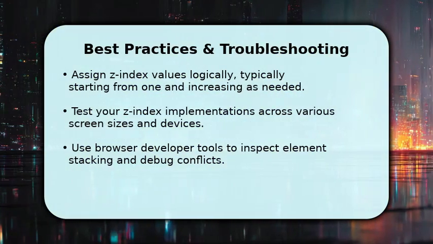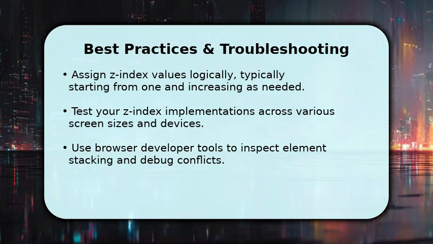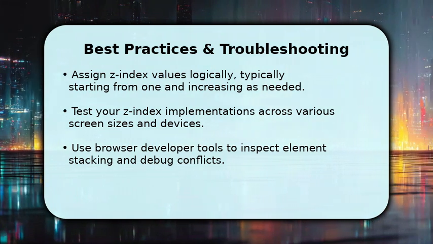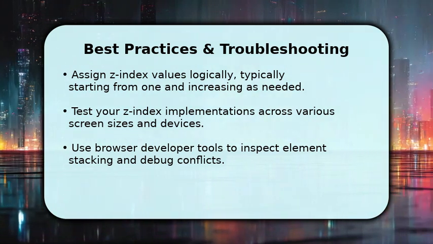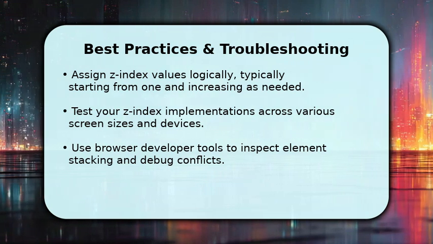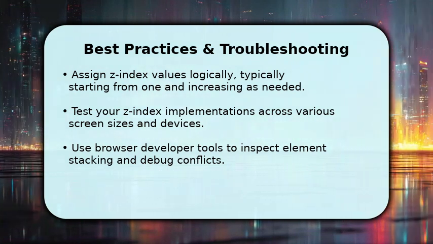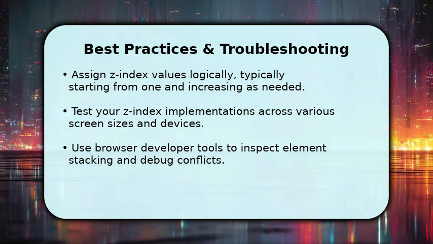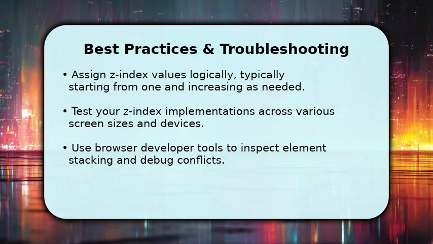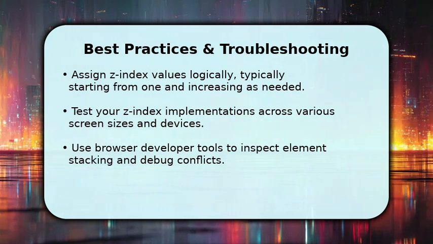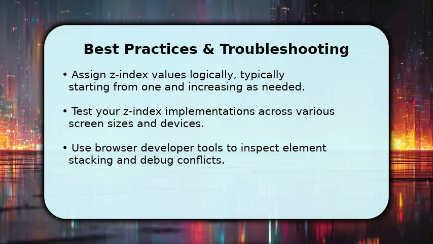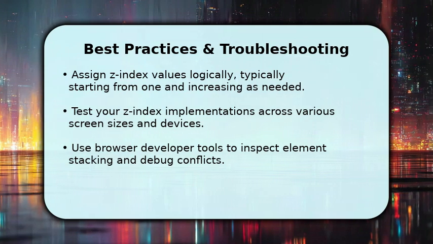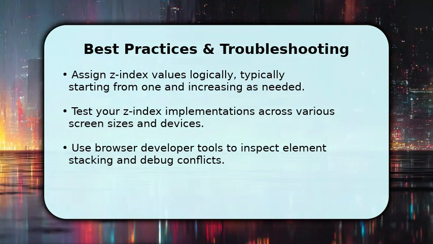When working with Z-index, always follow best practices. Assign values logically, perhaps starting with one for background elements and increasing to 999 or even 9,999 for critical overlays. Always test your changes across different browsers and device sizes to catch any unexpected stacking issues. If problems arise, leverage your browser's developer tools to inspect element properties and quickly identify conflicting Z-index values, ensuring a smooth user experience.